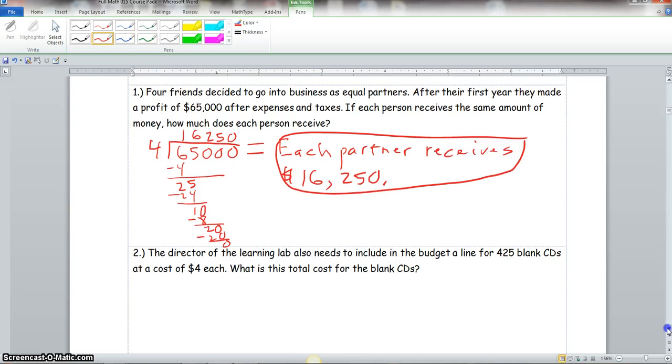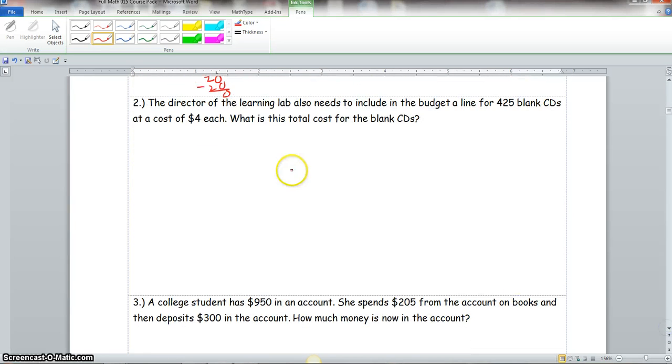Okay, now we scroll down to problem number 2. It says the director of the Learning Lab also needs to include in the budget a line for 425 blank CDs at a cost of $4 each. What is this total cost for the blank CDs? So we have 425 CDs at $4 each. So we have to multiply.